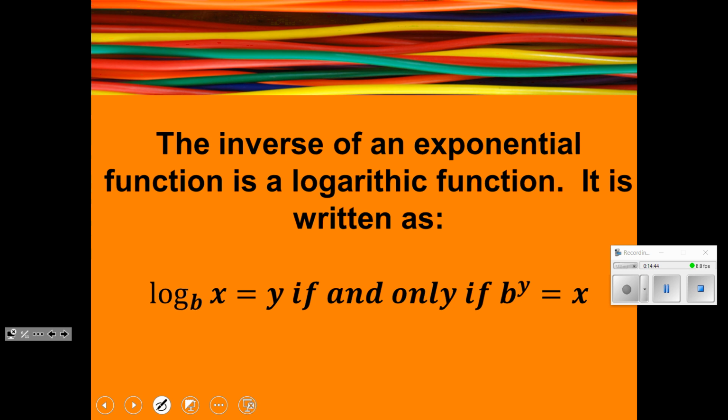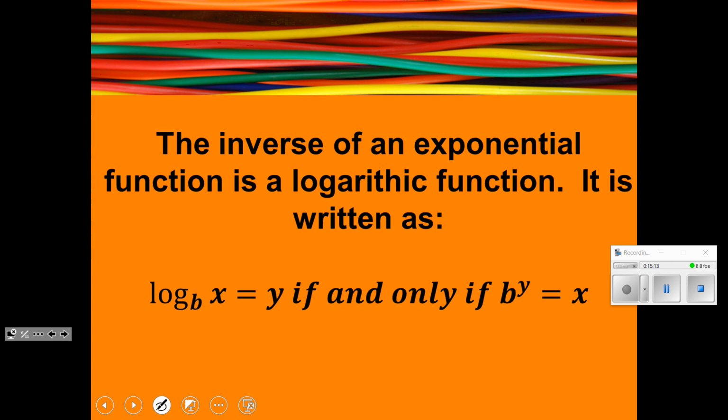The inverse of an exponential function is a logarithmic function. So we're not going to do a lot with logarithmics. We're not going to solve them. We're not going to evaluate them. Basically, here's what I need you to understand in Algebra 2. I need you to understand what the graph looks like. I need you to be able to determine the domain, the range, and the asymptotes. And I need you to understand that exponentials and logarithmics are inverses of each other.